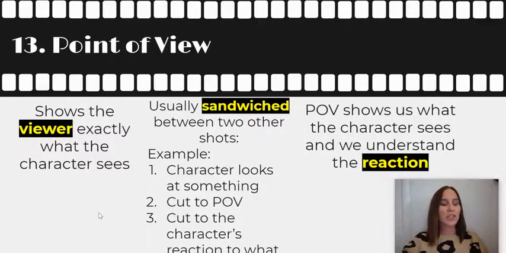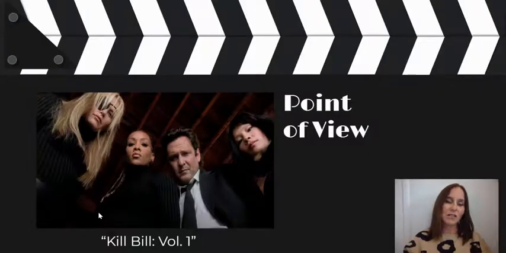A point of view shot shows the viewer exactly what the character sees. It's usually sandwiched between 2 other shots. So what that means is shot 1, character looks at something. Shot 2, cut to point of view. Shot 3, cut back to the character's reaction to what we saw. Point of view shows us what the character sees and we understand the reaction. So this is a shot from Kill Bill Volume 1. There's a person laying on the ground looking up, and this would be what they see.